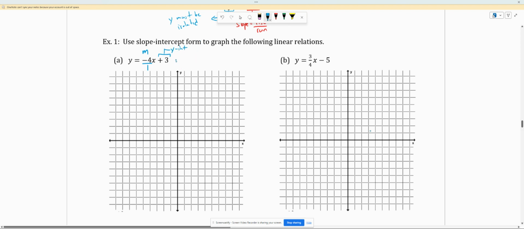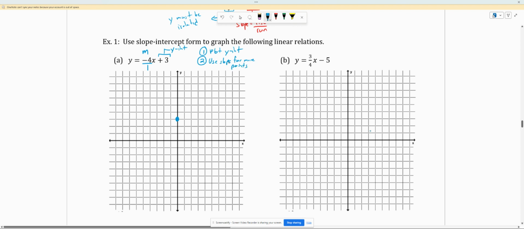The way we plot these is, step 1, plot the y-intercept. So we're going to go down here. Okay, this is 0, 0. The y-intercept is going to be right here at +3. And step 2 is we're going to use the slope to get more points.